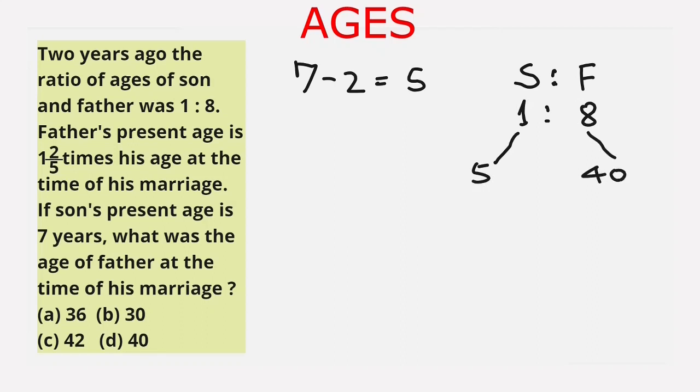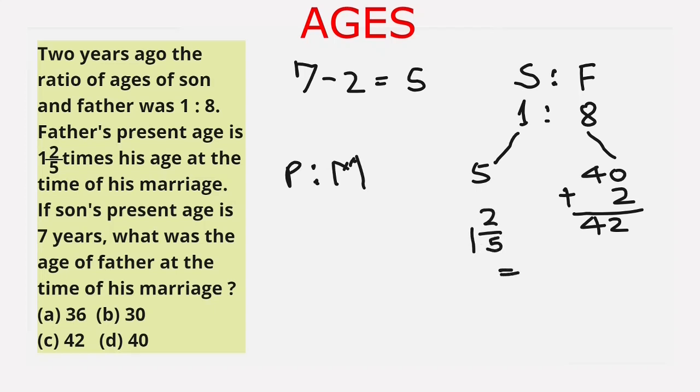This is the age 2 years ago. Therefore, the present age of father is, we add 2 to the age of father and this comes out to be 42. Now the present age I write P and the age at the time of father's marriage I write M, and it is given that the present age is 1 whole and 2 upon 5 times, and 1 whole and 2 upon 5 is 7 upon 5.